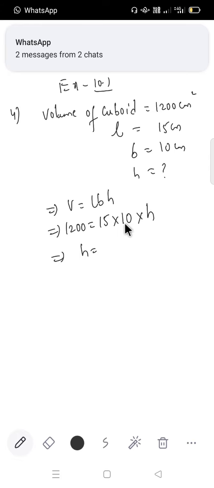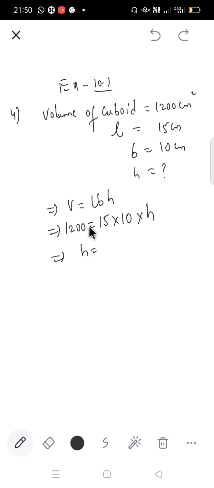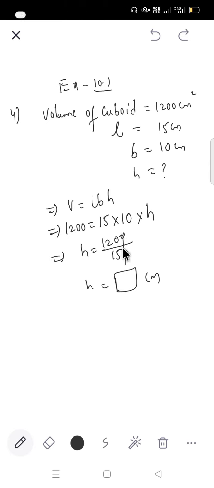That implies H is equal to 1200 divided by 15 into 10, which moves to this side, so 1200 divided by 150. Both the zeros will cancel, and divide this 120 by 15. That answer is nothing but the height. Okay children, after you do this calculation you will get the height of the cuboid.